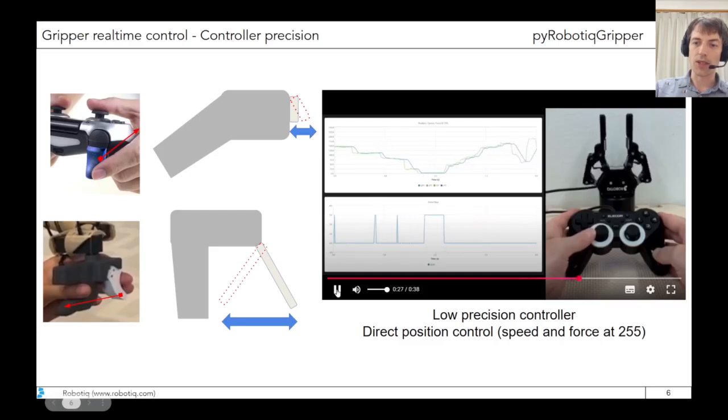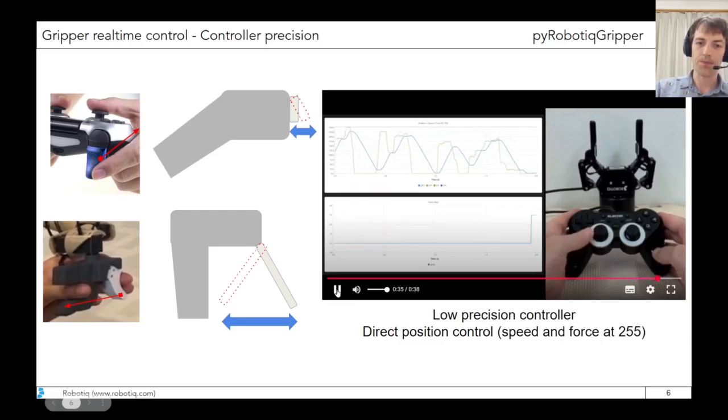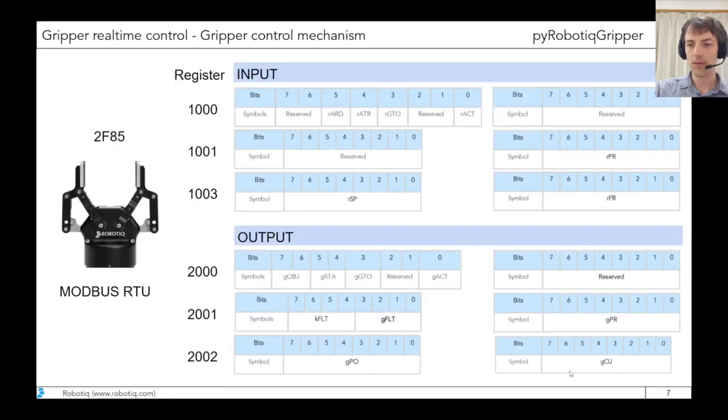So you see it's pretty complicated to decently control the gripper in real time with such a controller. So now, just a bit of explanation about the gripper control, just as a refresher.